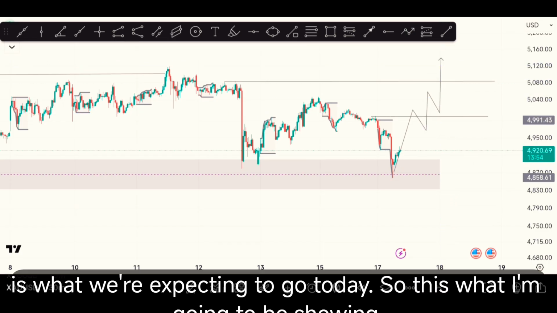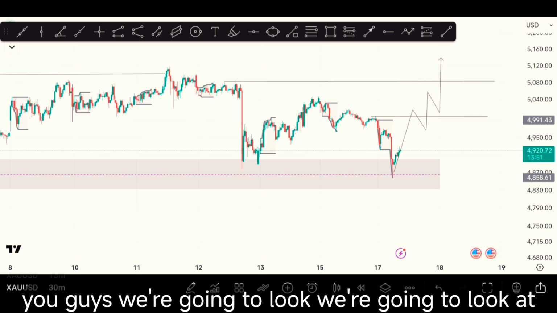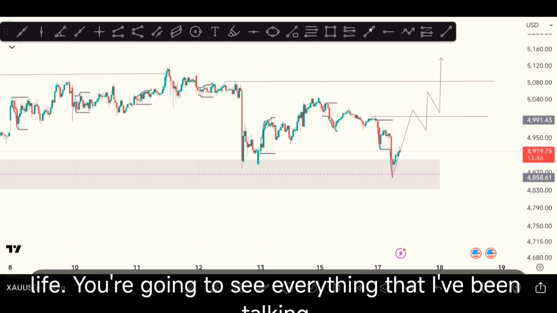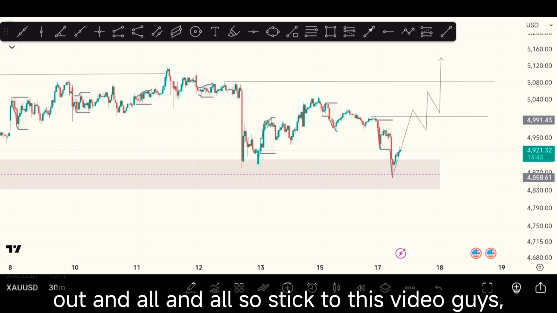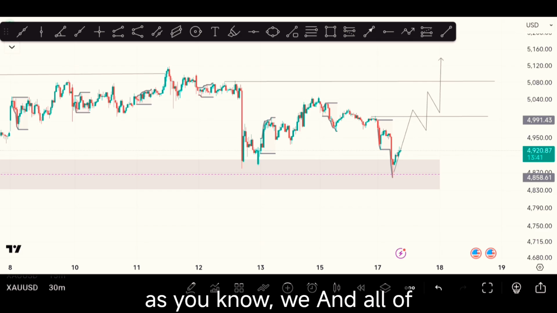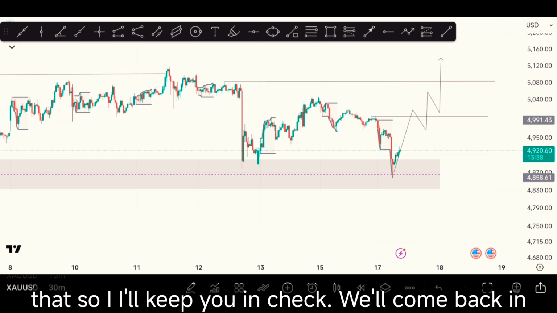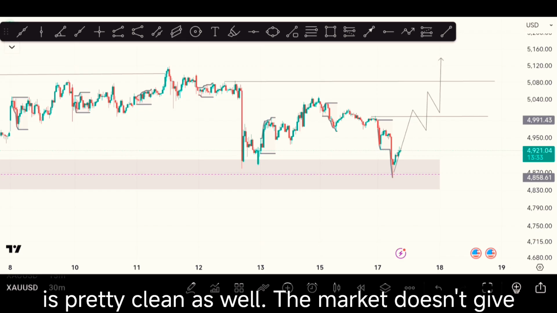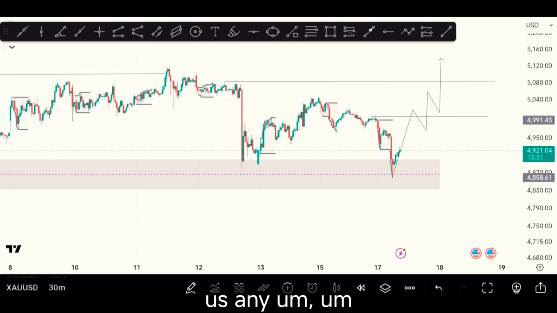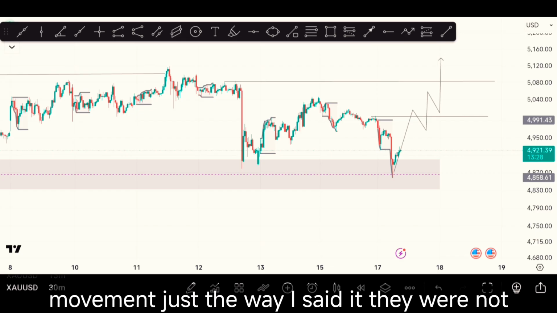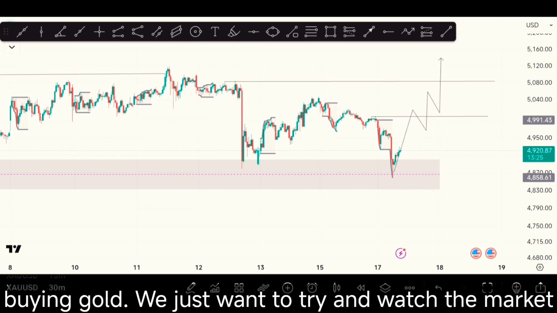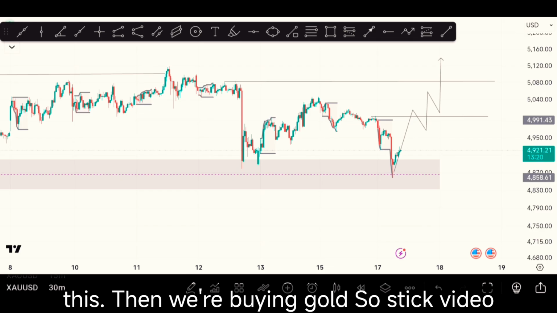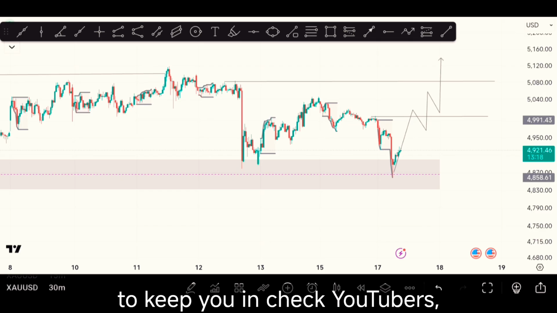So this is what we're expecting on gold today. This is what I'm going to be showing you guys. We're going to look at this chart in real life. You're going to see everything that I'm talking about, how it plays out and all. So stick to this video, guys, as we proceed. I'll come back in a few hours' time to see if the market is really playing out well. If the market doesn't give us any movement just the way I said it, we will not buy gold. We're just going to chill and watch the market. But if it does give us a confirmation like this, then we'll buy gold. So stick to this video, guys. I'll come back in a few hours' time to keep you in check.